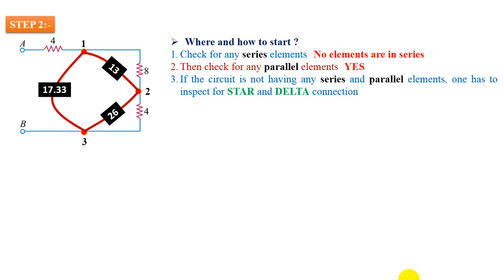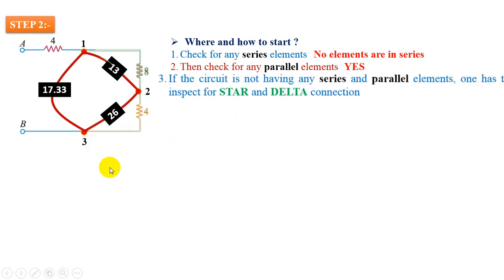There are 2 elements in parallel, which are 13 and 8. How can we say that these 2 are parallel? Between node 1 and 2 they share common boundaries. Thus we can say that they are parallel. Next, 26 and 4. We can say they are still parallel because they share common boundaries between 2 and 3.